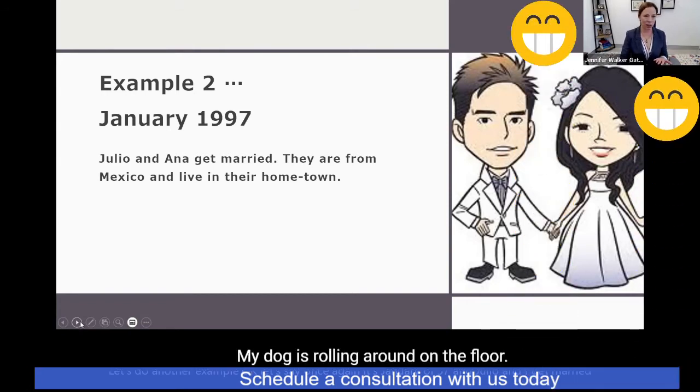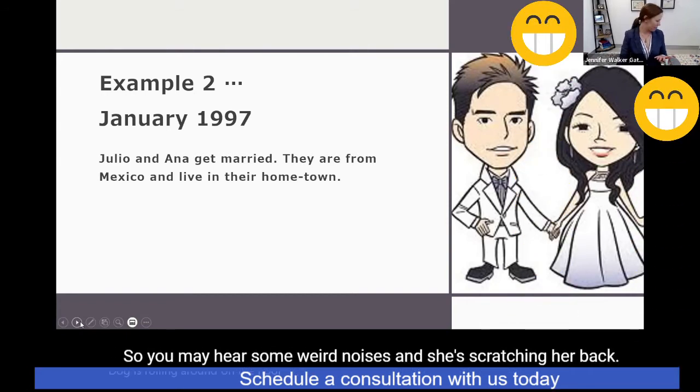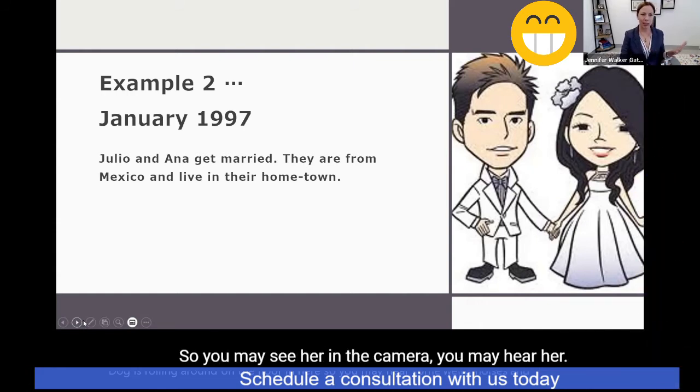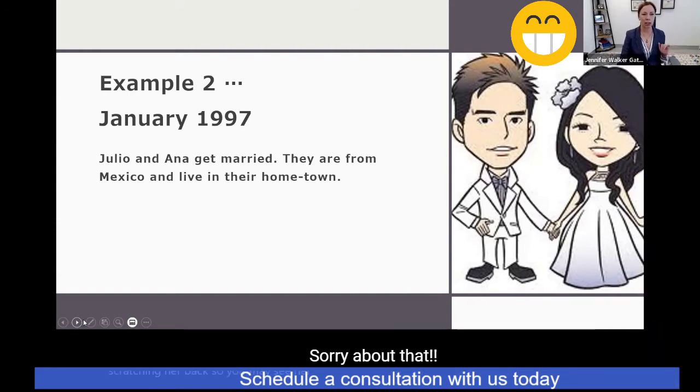My dog is rolling around on the floor in here, so you may hear some weird noises, and she's scratching her back. So you may see her in the camera, you may hear her, sorry about that. That's how life in the pandemic works.